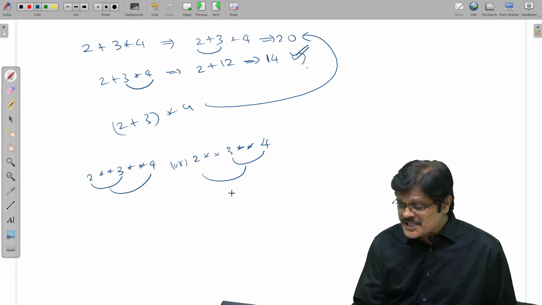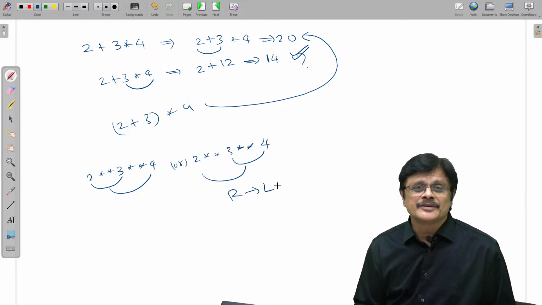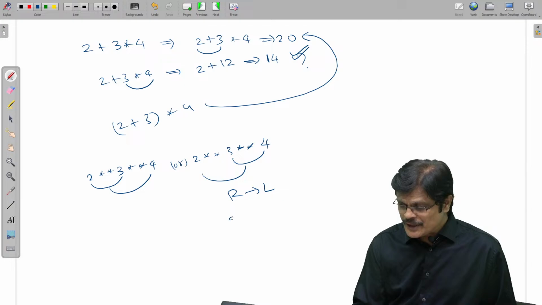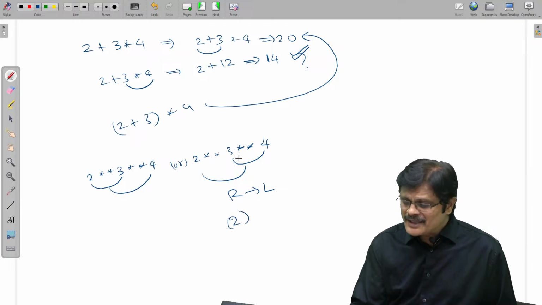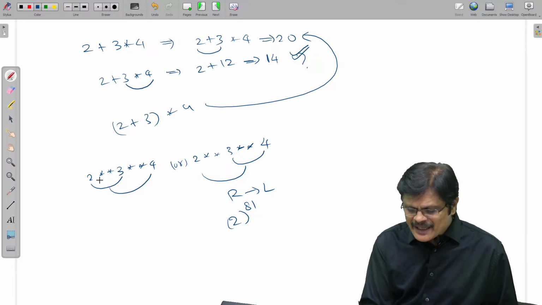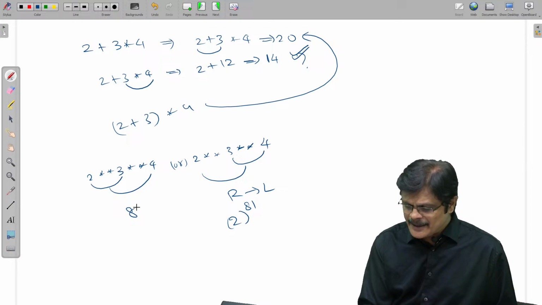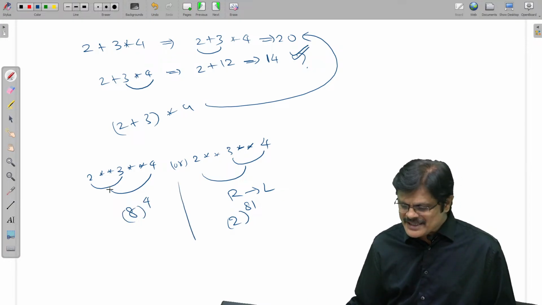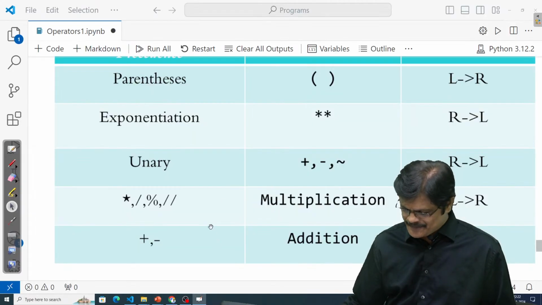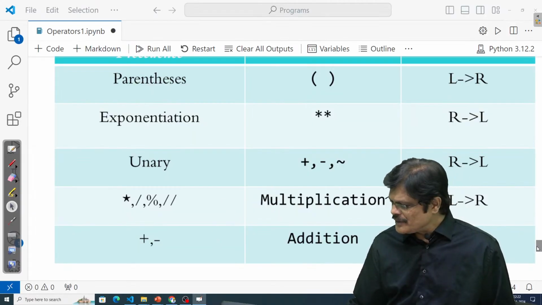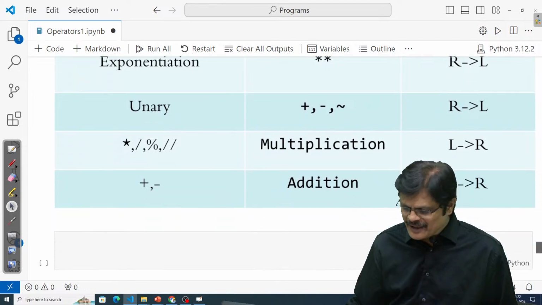See, exponentiation is right to left associative. So 3 power 4 is evaluated first. It is actually 2 power (3 power 4). 3 power 4 is 81. If it happened the other way, 2 star star 3 means 2 power 3, that is 8, then 8 power 4. So let us check what the correct answer is, because as I told you, exponentiation is right to left associative.